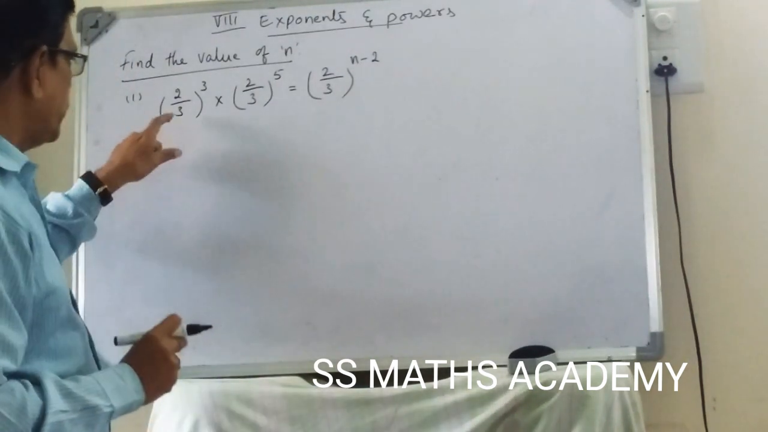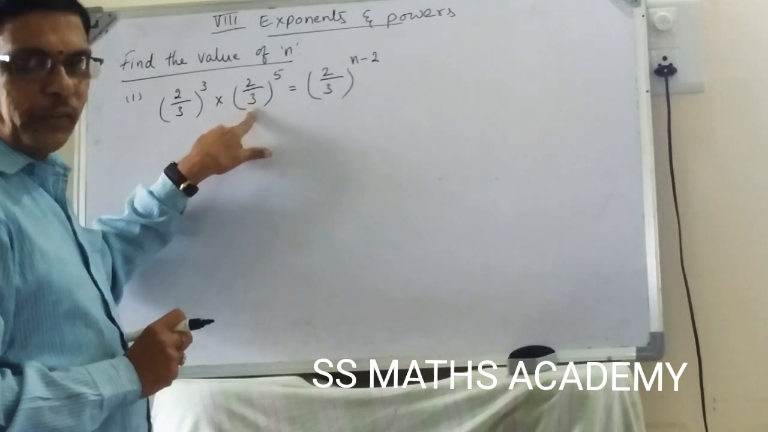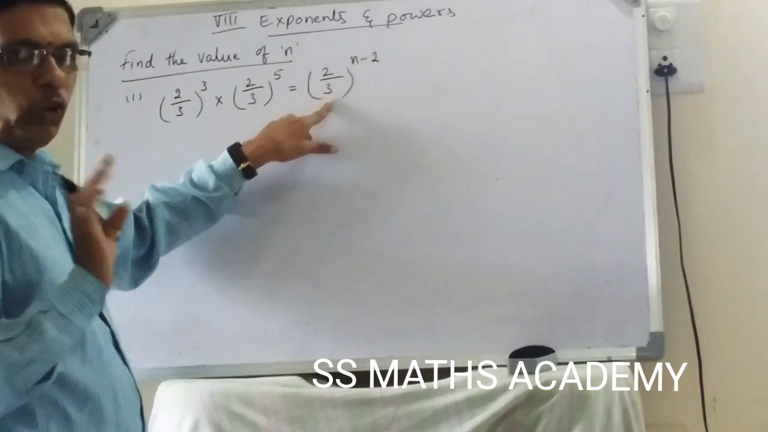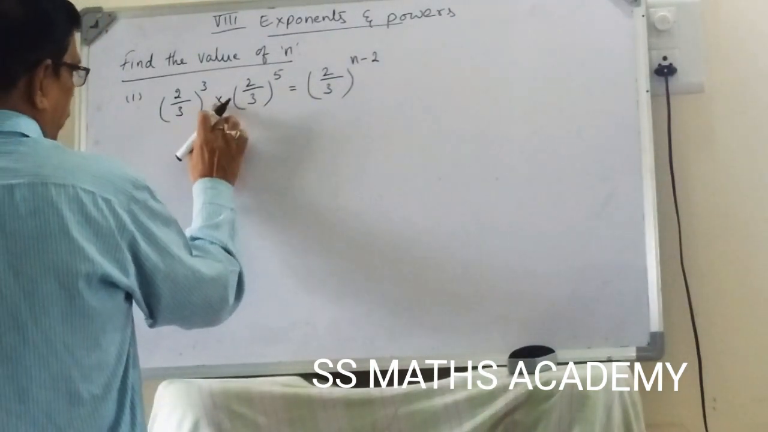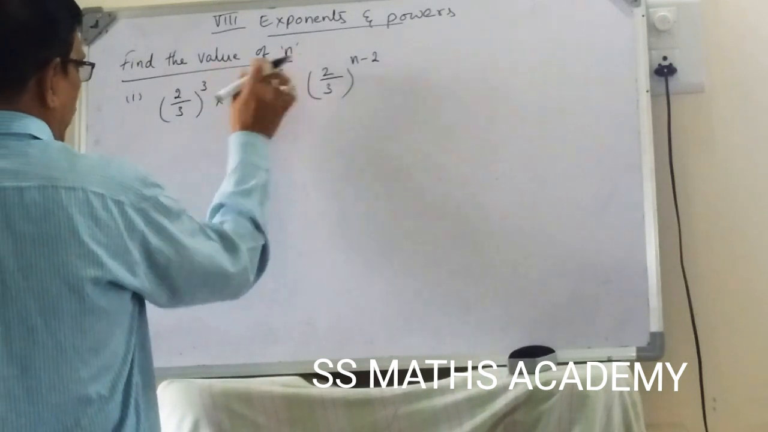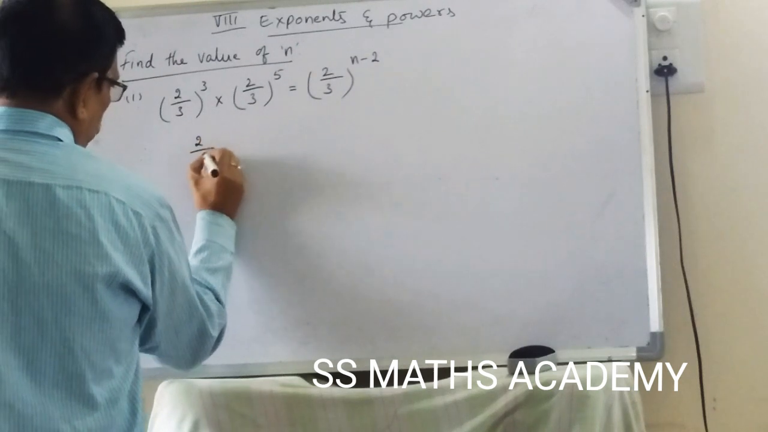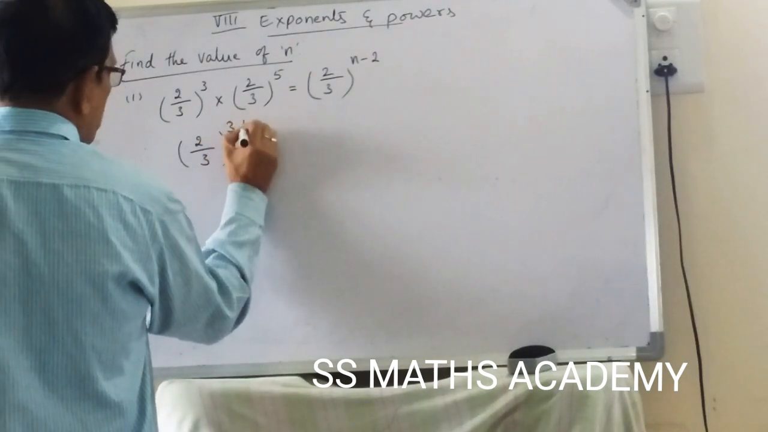Now what is the base? The base is 2/3 here. So we know that when the bases are the same, if the product is there, we have to add up the powers. Therefore, (2/3) to the power of 3 plus 5.